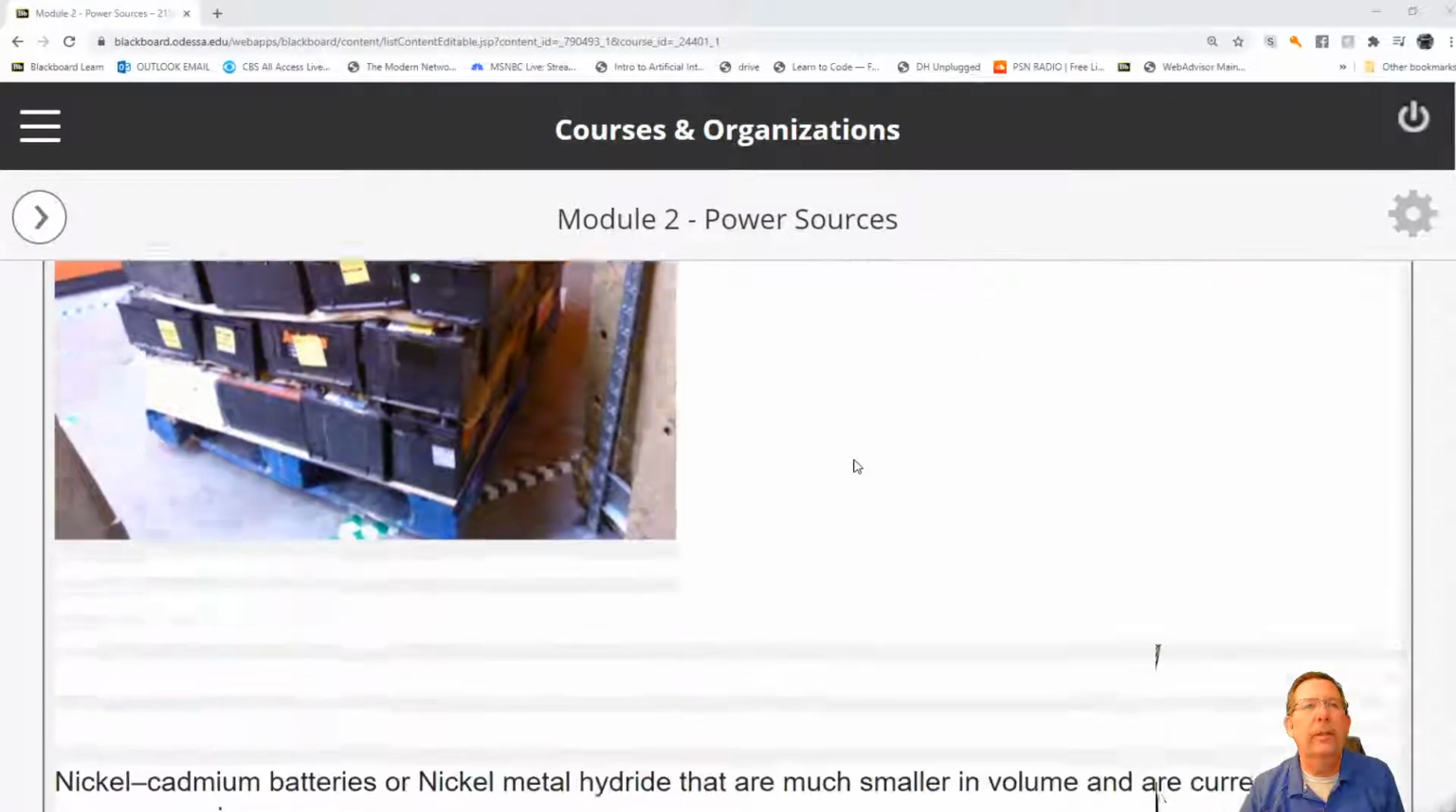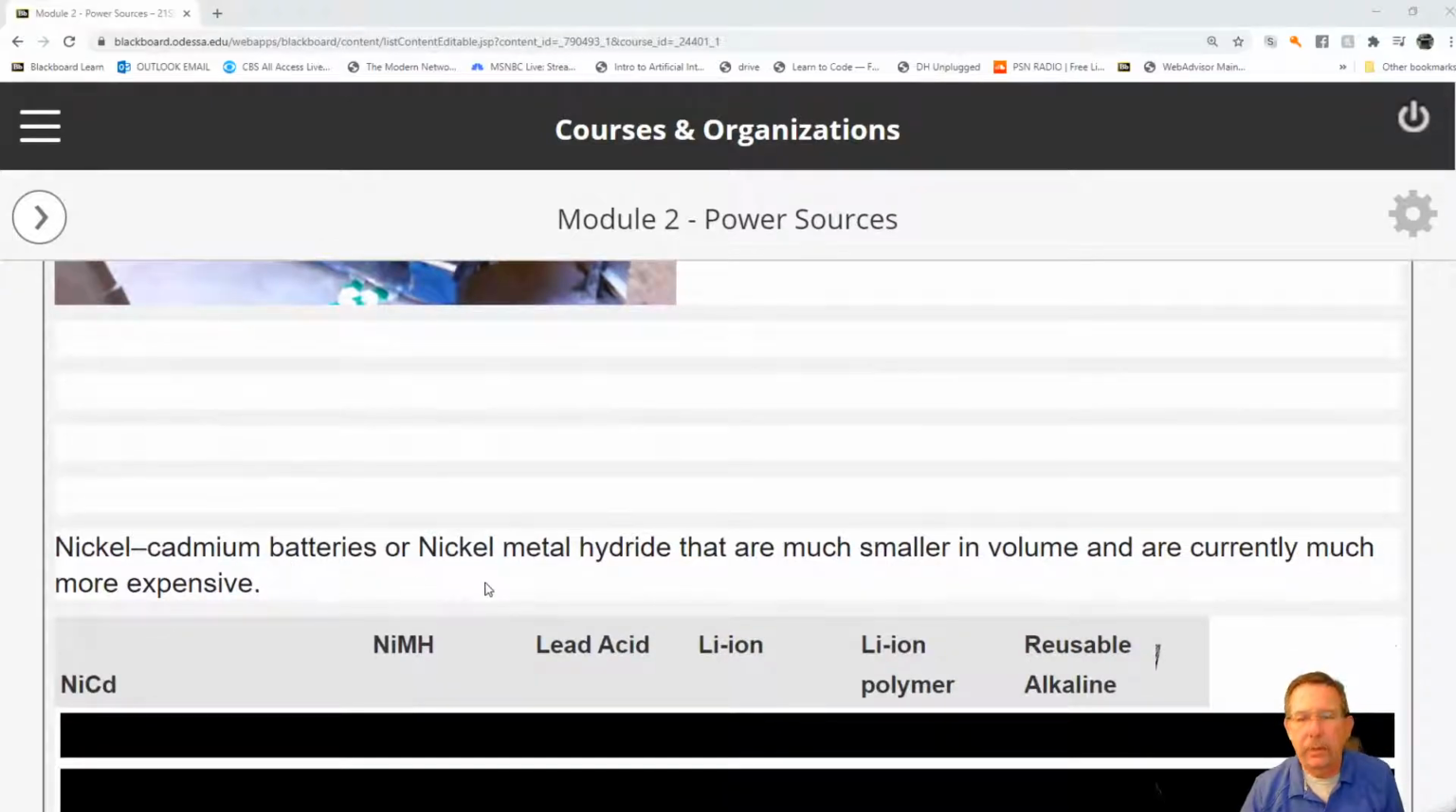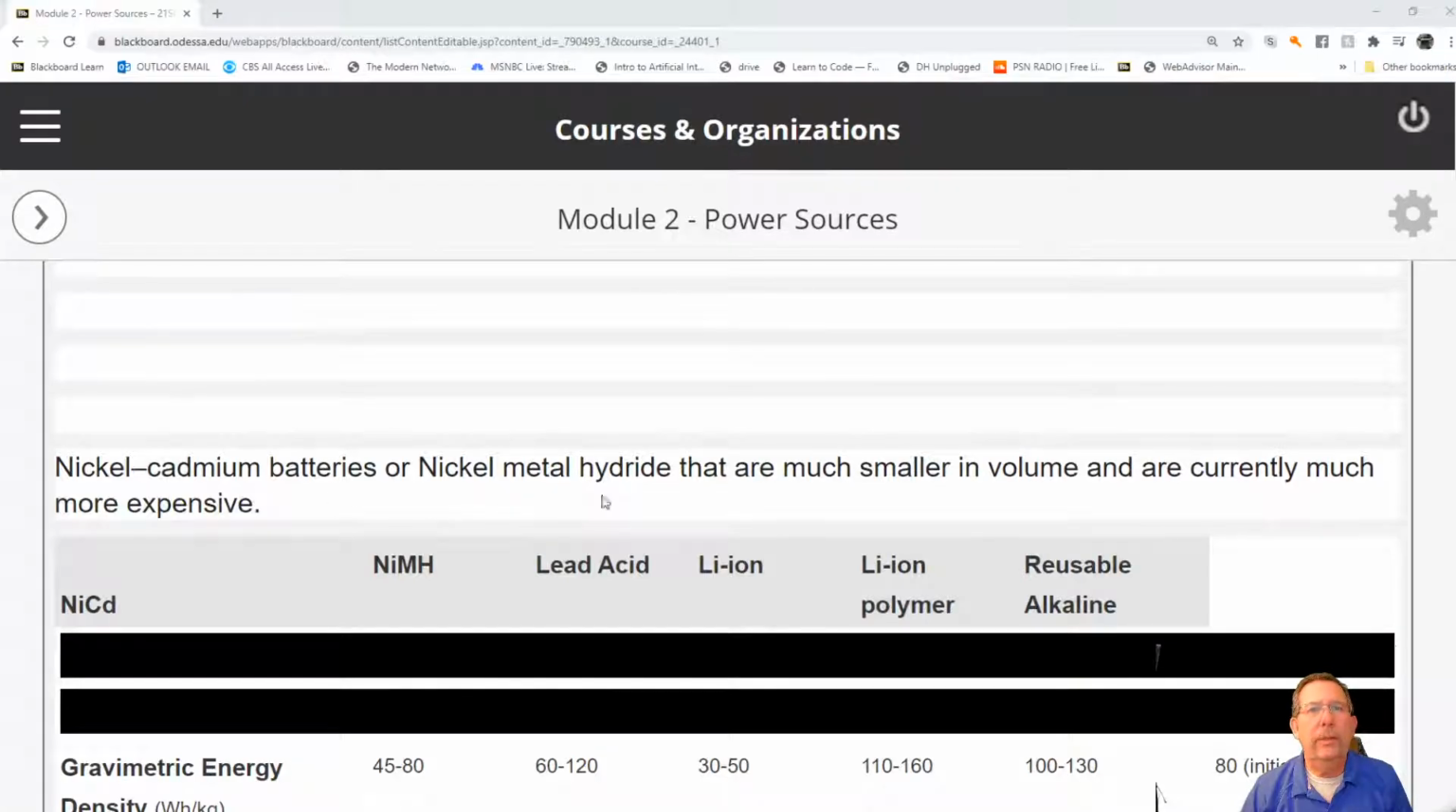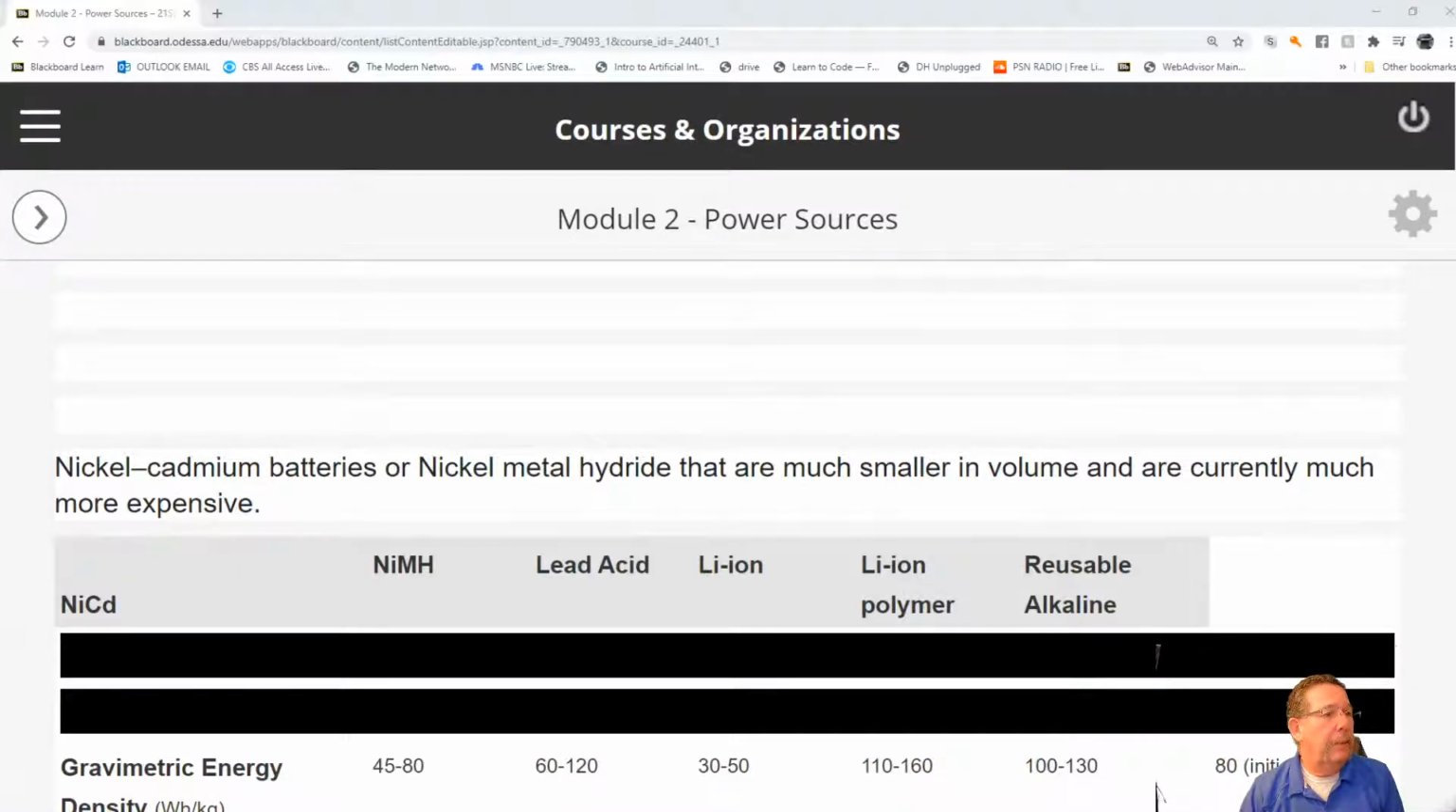So lead acid batteries are heavier than nickel cadmium or nickel metal hydride, which is what we have. Behind my green screen, I've got a bunch of little metal hydride batteries that I basically recharge and use. Those types of batteries are smaller in volume and are more expensive per the output that they have, but they're rechargeable and easily rechargeable.